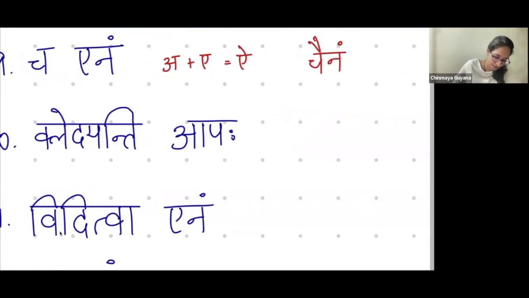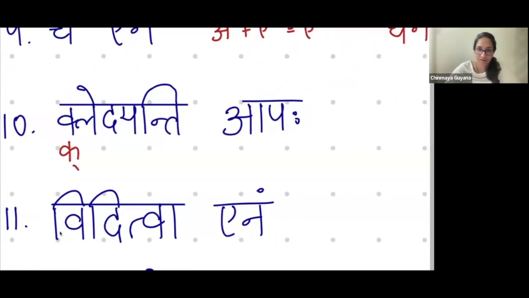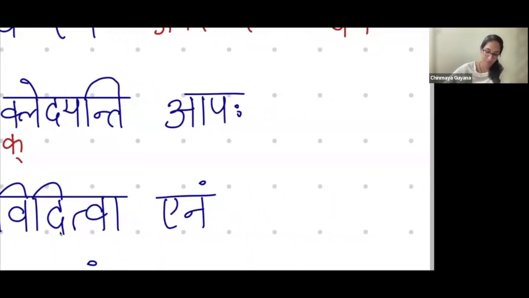This is a k, by the way, kahalant, not v. If you missed that, that's a kahalant. Kla, that's a kledayanti apaha. My handwriting was not super clear there, so you may have missed that. I just wanted to point it out. Okay. Kledayanti apaha.